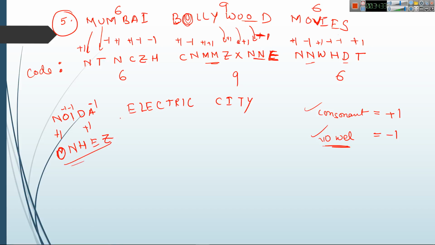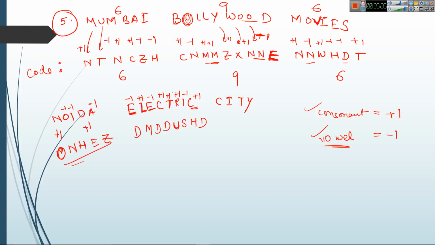And we get Electric here. E is a vowel minus 1 will be D. L is a consonant plus 1 will give us M. Again we have here E minus 1 we get D. C is a consonant, C plus 1 we get D. Here we have T is a consonant, T plus 1 will give us U. R consonant plus 1, R plus 1 S. Again we have I is a vowel, I minus 1 will give us H, and here C last it is a consonant, plus 1 it will give D.